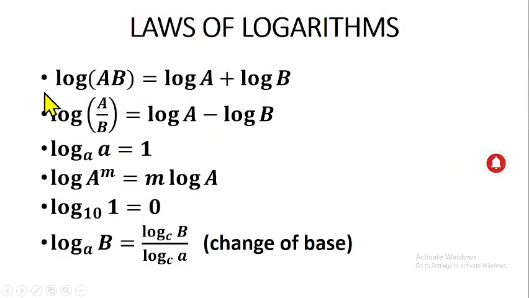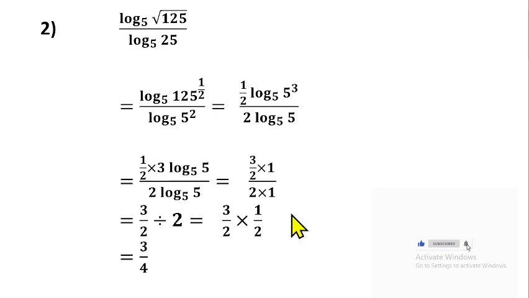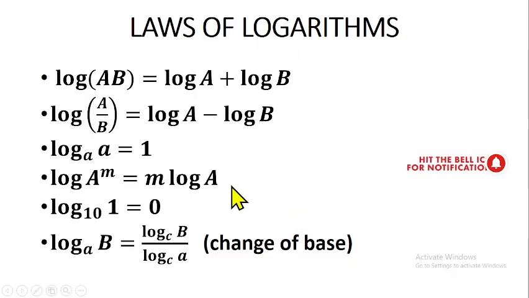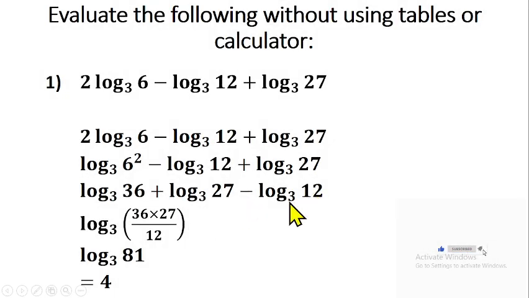So you pick one of the logs, then you multiply these two numbers because you're having times here. So from there, that means you'll be having log base 3 of 36 times 27. Then minus, what does minus become? Minus becomes division. So that means minus log 12 base 3. That will be, you have this minus become division, then 12, close the bracket.